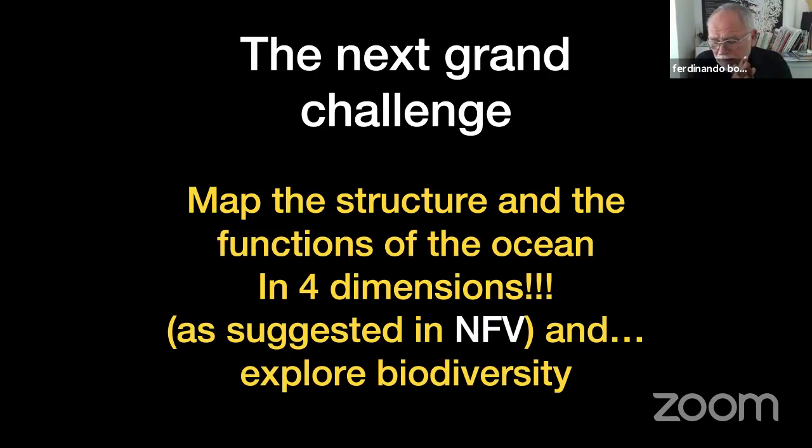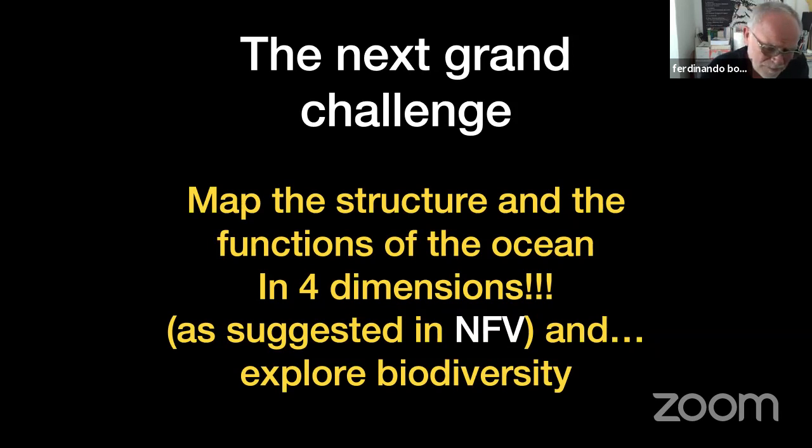So the next grand challenge, going back to what the Navigating the Future 5 is talking about, is to map the structure and the function of the ocean in 4 dimensions. If it's in 4 dimensions and there is time, it means that we cannot have a single snapshot and then we are happy. We need to observe the features of the ocean constantly. And this is what is suggested in Navigating the Future. And we have to explore biodiversity.